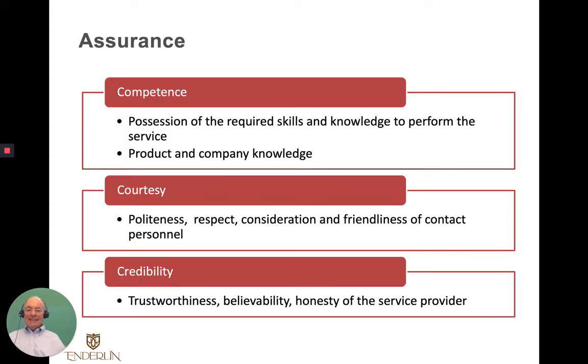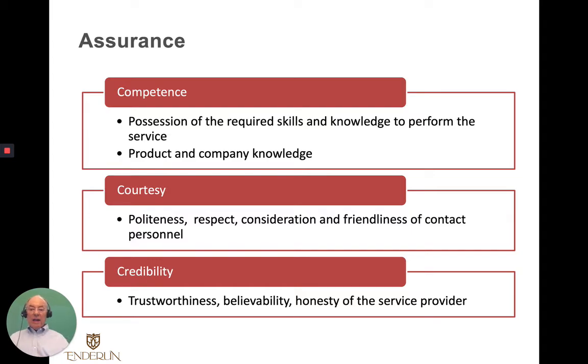Assurance is the 3 C's. Okay? Assurance is the 3 C's. Competence. Okay, the competence, the required skills of those performing the service. In other words, the service personnel of the organization providing you the service. How competent were they in their job?